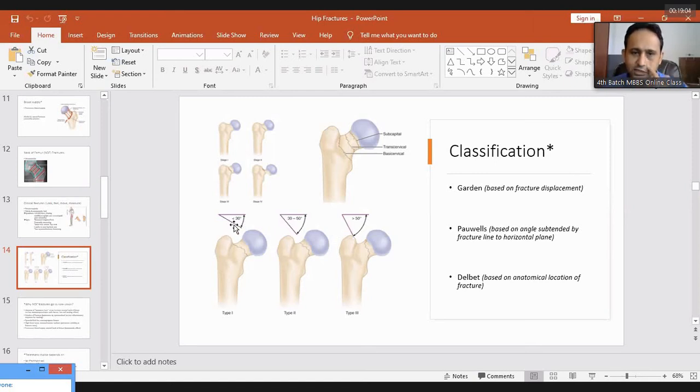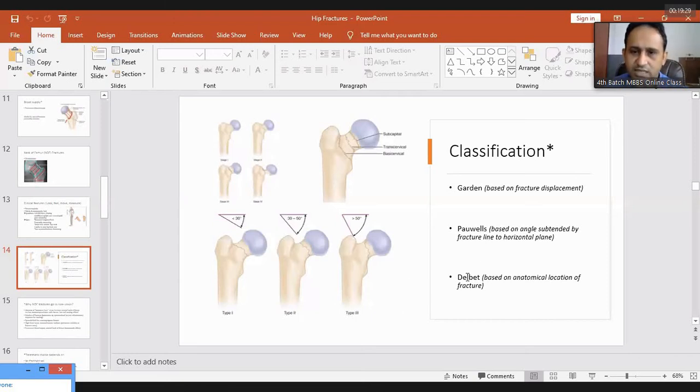Why these angles? Because the more the angle, the more the shearing force. Shearing is this kind of force. So if it is this kind, it's quite stable. But if it is like that, you tend to have more instability at the fracture site. So the more the angle, the more unstable. So that's the Pauwels classification.